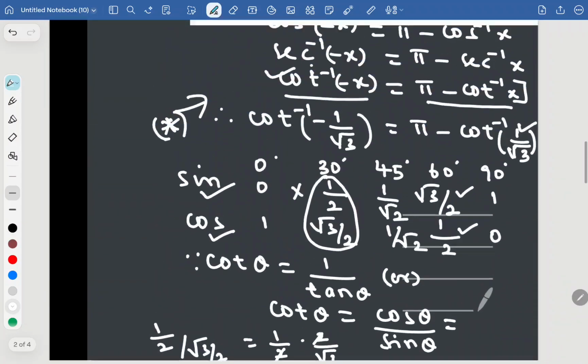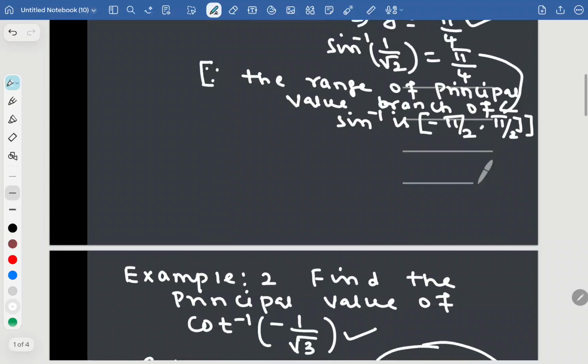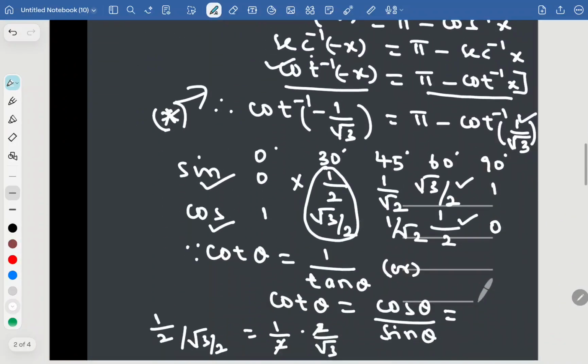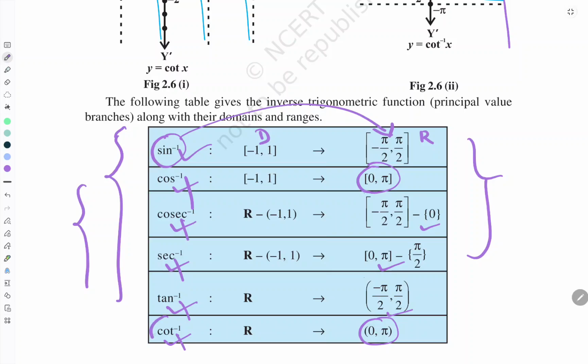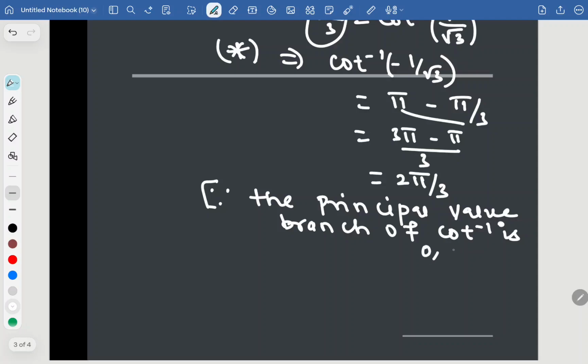Also, one must know the principal value branch of cot inverse. For cot inverse the principal value is 0 comma pi, open interval 0 comma pi. This 2 pi by 3 lies in this interval 0 comma pi, which is an open interval.